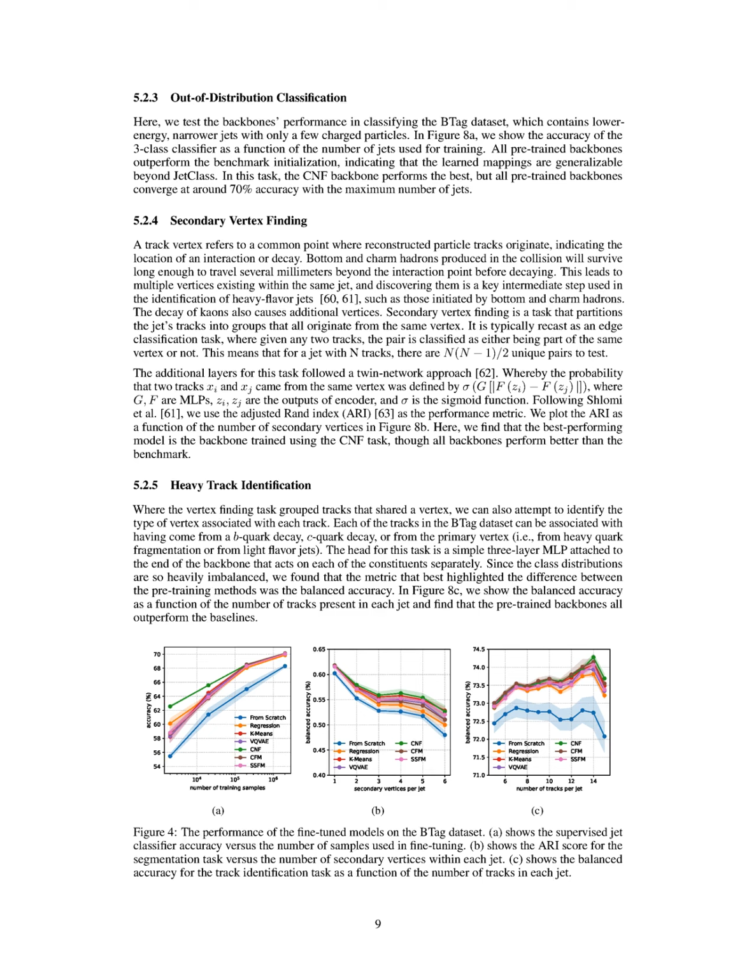Results showed that all pre-trained backbones outperformed the baseline, with the K-means backbone achieving the best performance with larger datasets, while the CNF backbone excelled in out-of-distribution tasks.